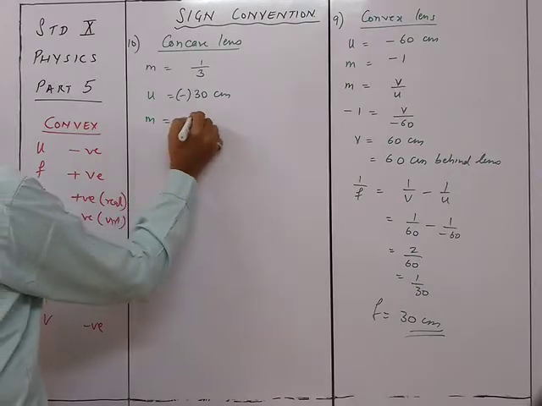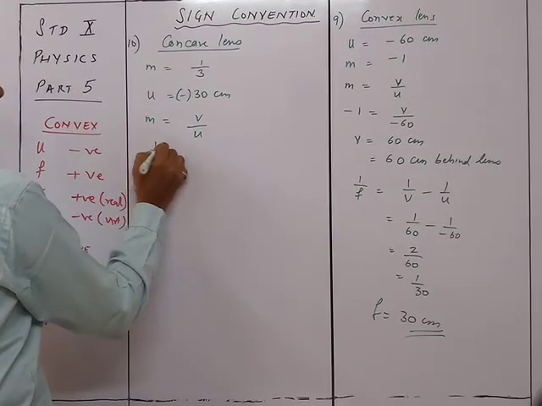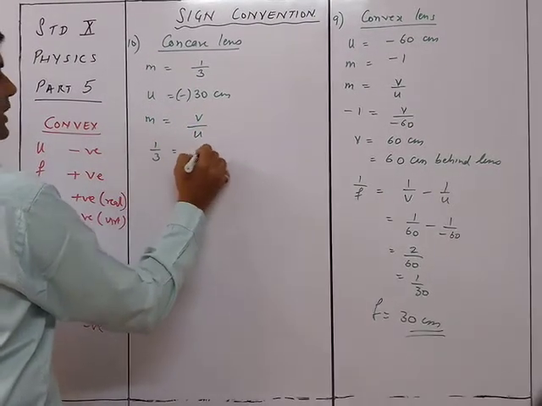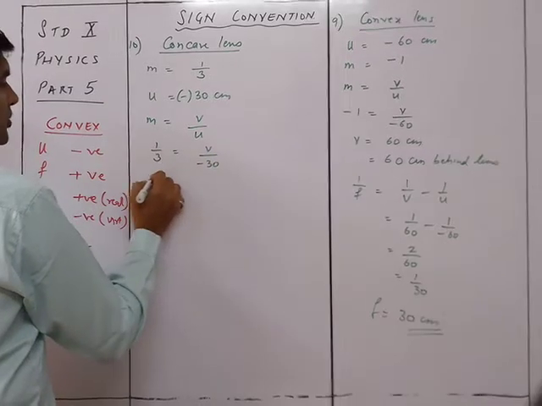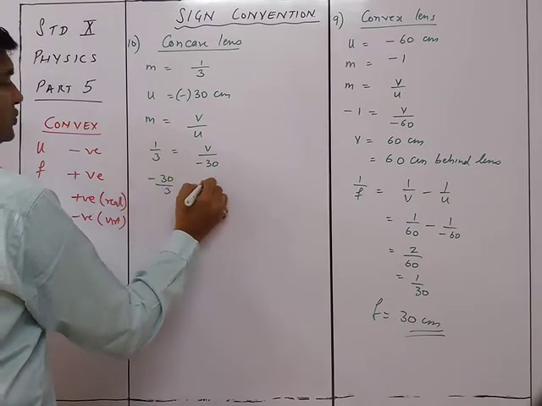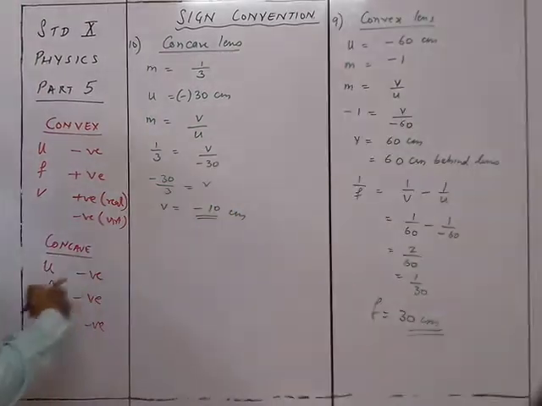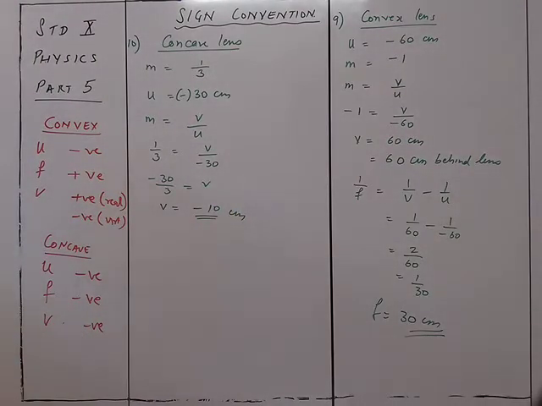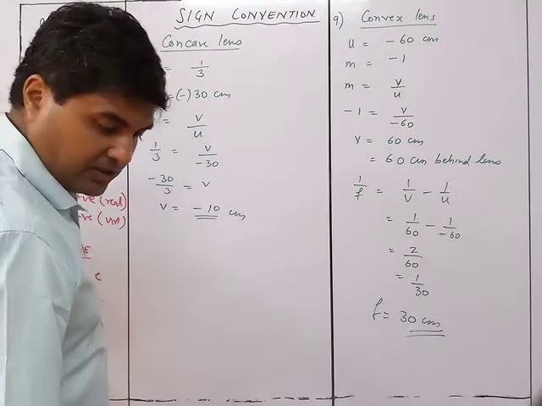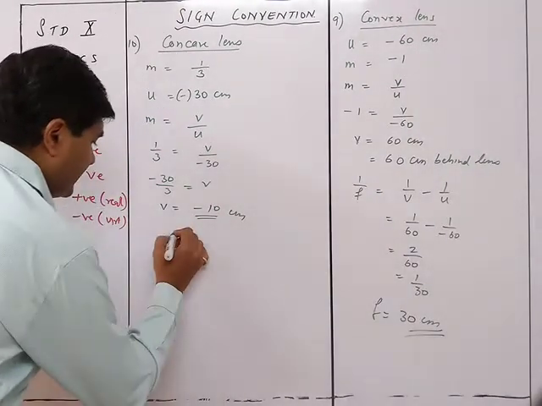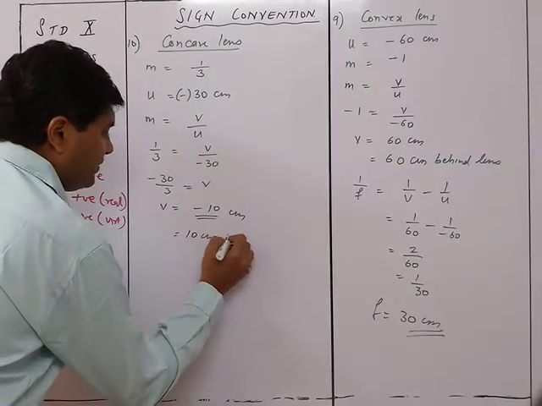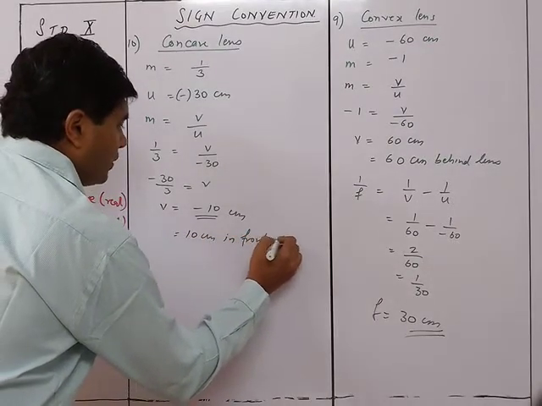So we know M is equal to V upon U. So 1 upon 3 is equal to V upon minus 30. So it will be minus 30 upon 3 is equal to V. So V is equal to minus 10 centimeters. So we see that V will always be negative. So V is 10 centimeters. So we can write it as 10 centimeters in front of lens.